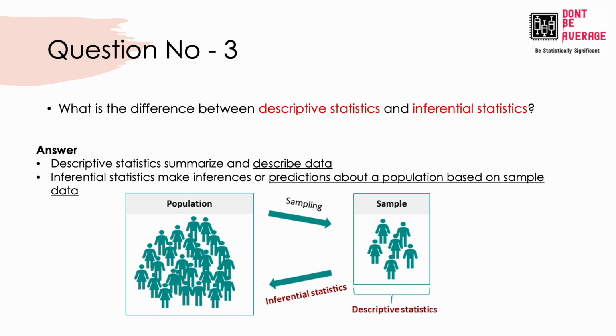But what if you do not see all these 30 students? Let's say you see only 5 students from this class, and you are asked to talk about the whole class's height based on these 5 students' height. So you are trying to infer about the population of 30 students based on the sample of 5 students. That is why this is called inferential statistics.